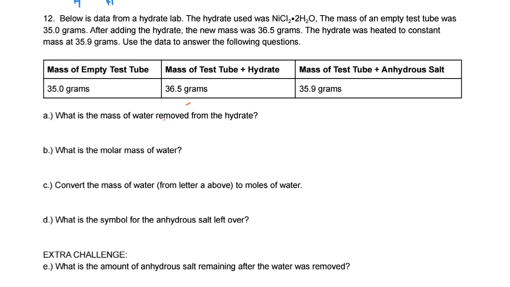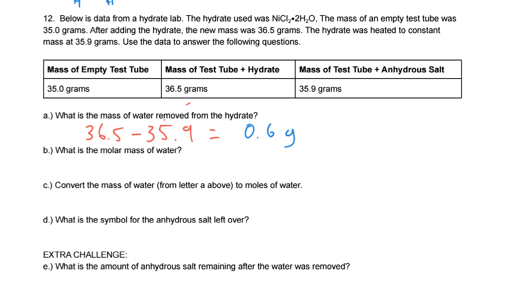On to number 12. Below is data from a hydrate lab. The hydrate used was nickel chloride dihydrate. And then we took the following data. We can see it all in our data table. What was the mass of the water removed from the hydrate? So we'll take the mass of the test tube plus the hydrate, 36.5, and then subtract the mass of the test tube and the anhydrous salt. The mass of the test tube will cancel out. The mass of the anhydrous salt will cancel out, and all that will be left is the mass of the water, which looks to be 0.6 grams.